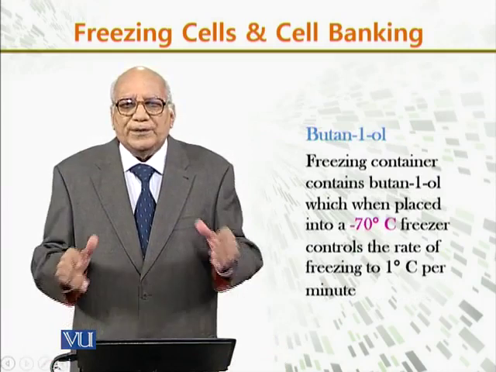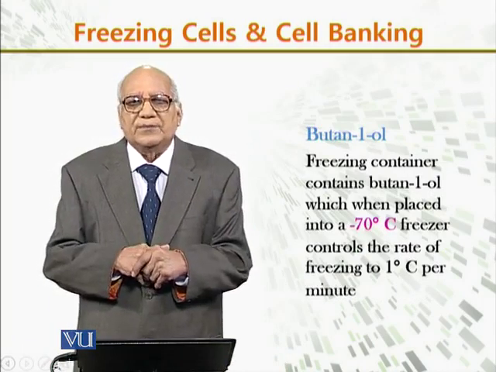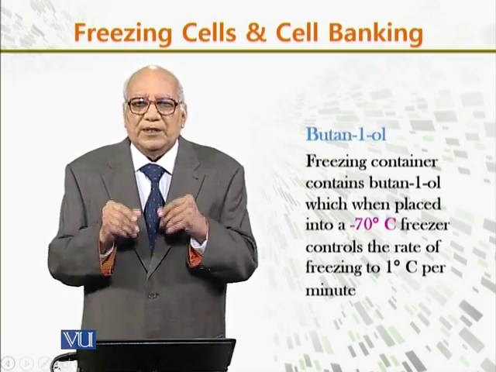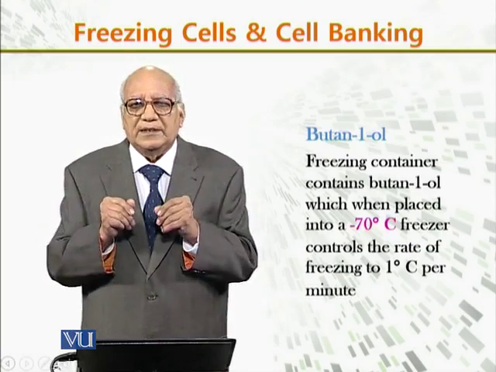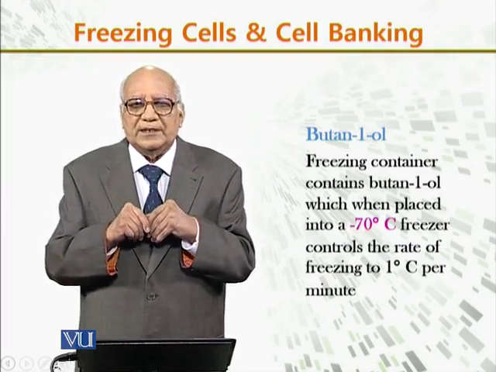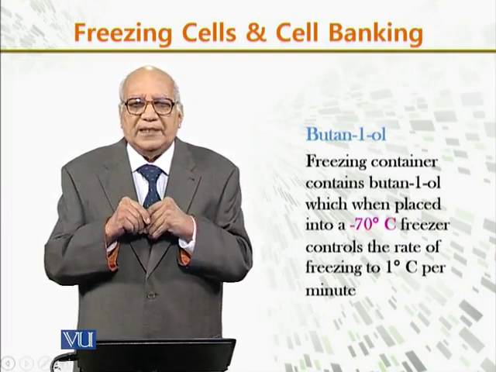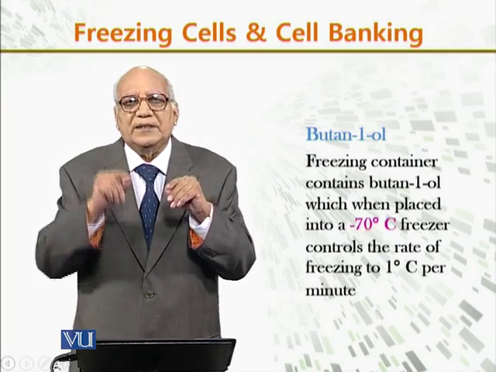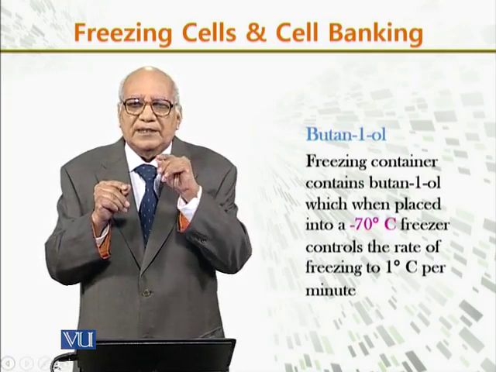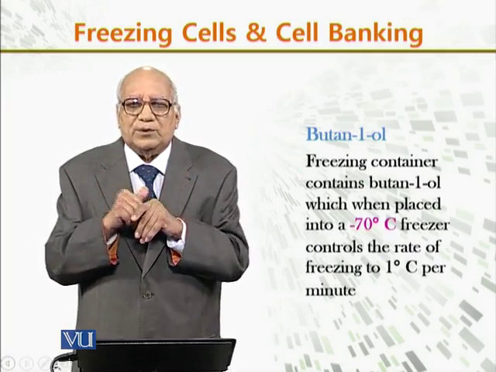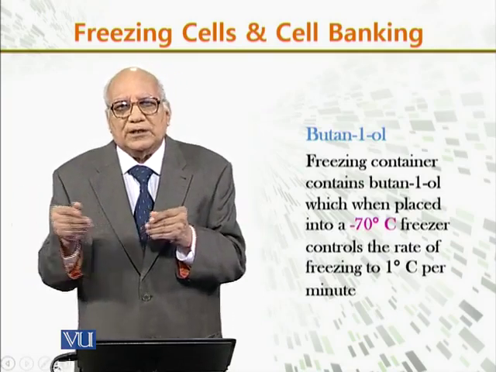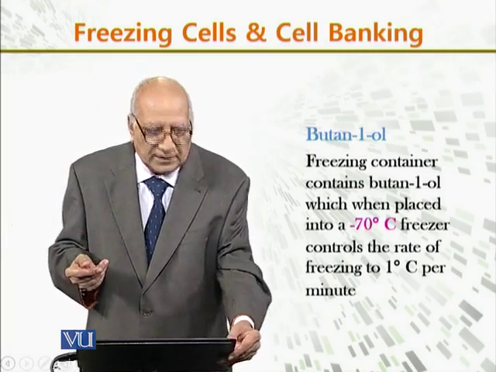Now the freezing containers, what are they? Freezing containers contain butan-1-ol, which, when placed into a minus 70 degree centigrade freezer, controls the rate of freezing to 1 degree centigrade per minute. That is the control of the temperature, freezing 1 degree centigrade per minute. It controls the rate of freezing. It is not that it is immediately frozen and the whole cell structure is destroyed.